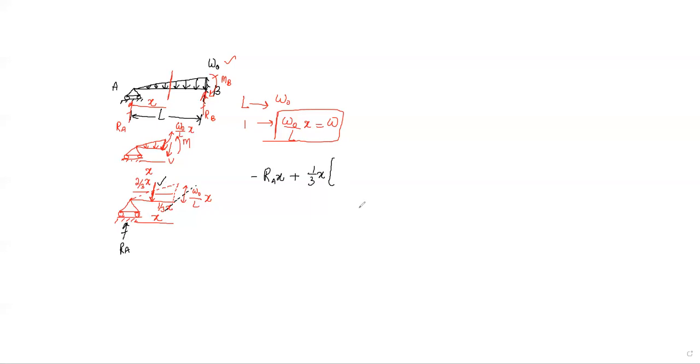The load is 2/3 of X. Sorry, not 2/3 of X here. I need to make a correction. What will be the magnitude of this load? The magnitude of this load will be the area of the triangle, that is half of base, that's X, into perpendicular. Perpendicular is W naught divided by L into X. So I will write here, magnitude of the load is 1/2 W naught by L into X square.